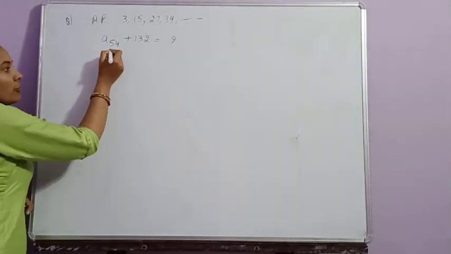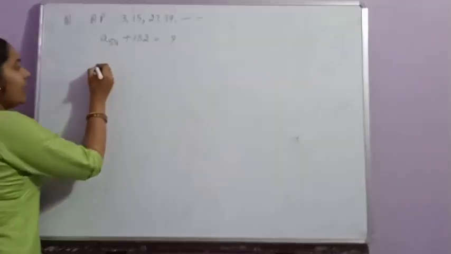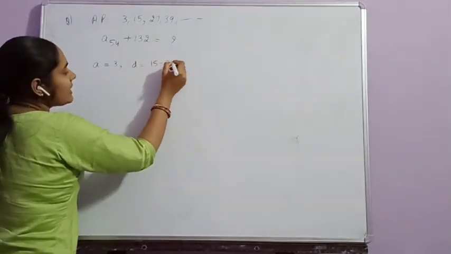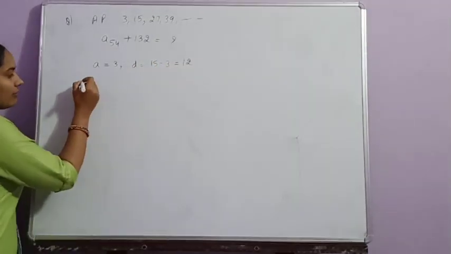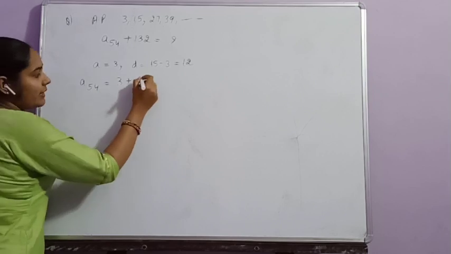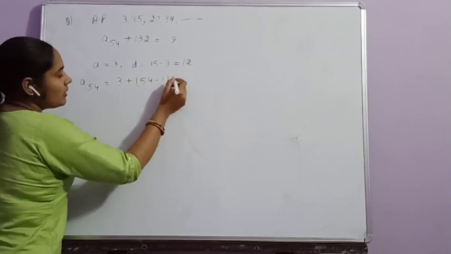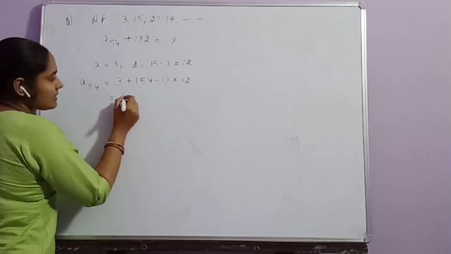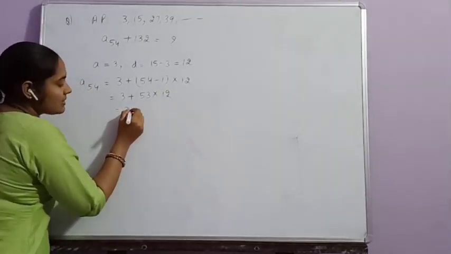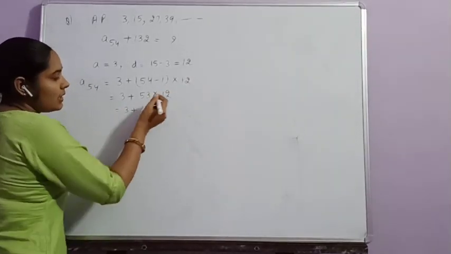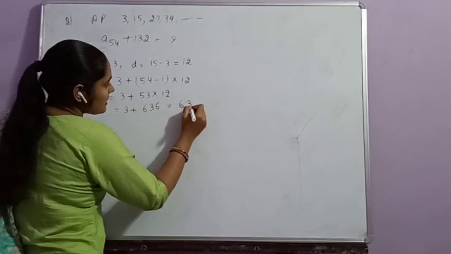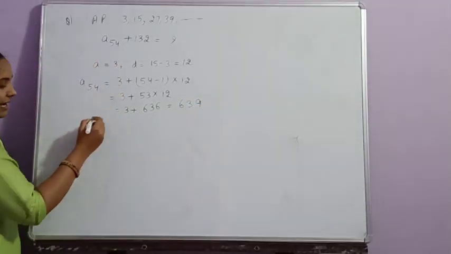First of all, we have to find out the value of A54. In this AP, A is 3 and D is equal to A2 minus A1, that is 15 minus 3, that is equal to 12. Then A54 will be A plus n minus 1 into D. N is 54, minus 1, into D. 3 plus 53 multiplied with 12. 12 3s are 36, 12 5s are 60, 60 plus 3 is 63, that is 636... that is equal to 639. That is the A54 term.